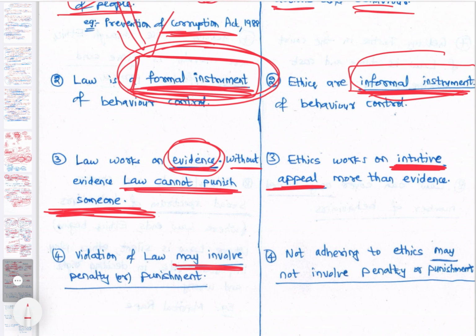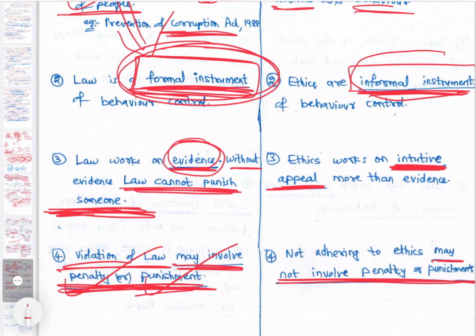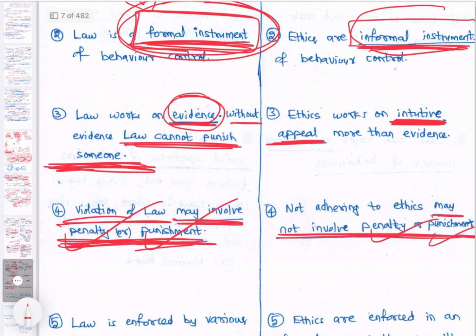Violation of law involves penalty and punishment. भाई you will go to jail if you violate the law, ठीक है, punishment और penalty और fine. If you violate traffic laws then you will get a penalty. Not adhering to ethics may not involve penalty or punishment. See, if you are drinking alcohol against the society's ethics, what punishment is there? There is no punishment. ज्यादा से ज्यादा you are made to feel guilt. गलत किया वो guilt हो सकता है, और normal punishment और penalty नहीं है, ठीक है. So that's what it is.